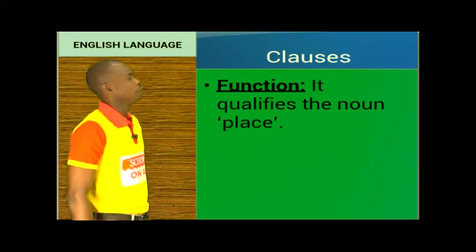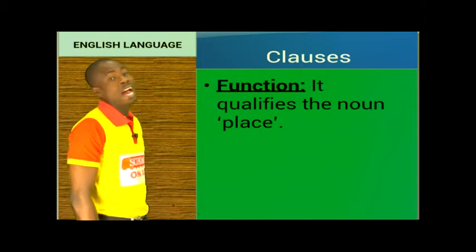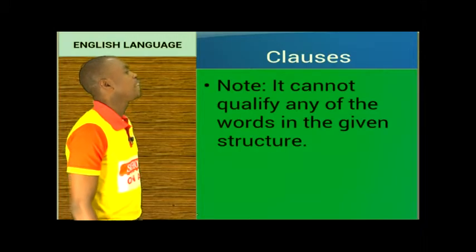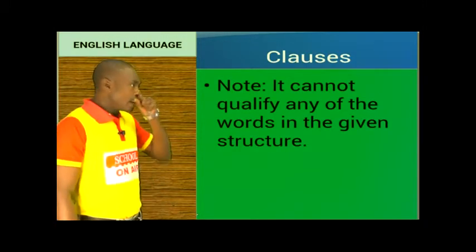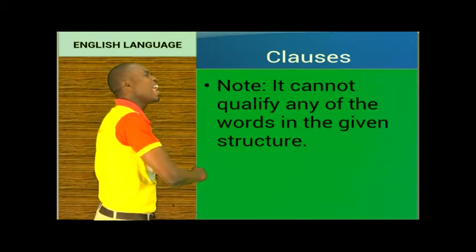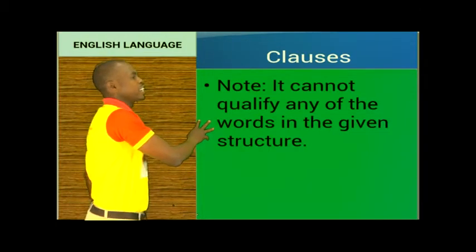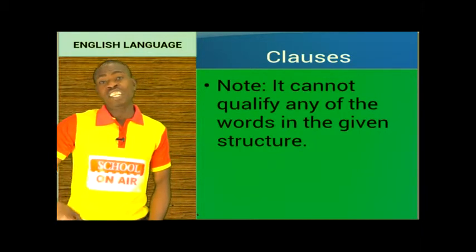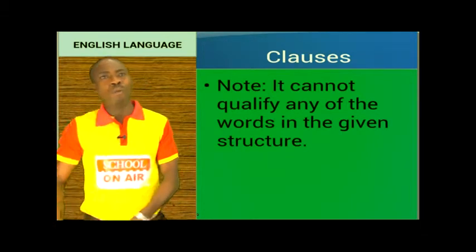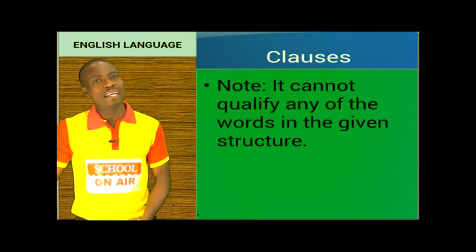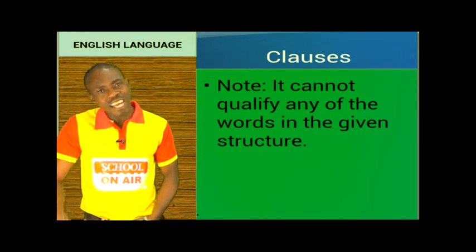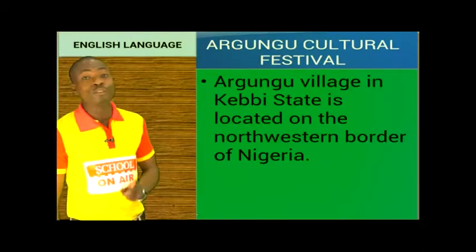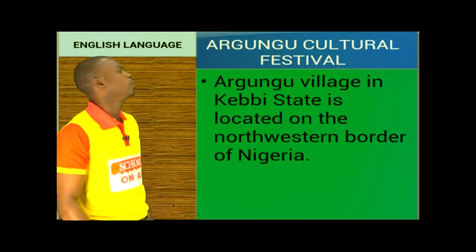And also its function is this. It qualifies the noun place, because that is what it describes in the sentence. It qualifies the noun place. Let us note this. It cannot qualify any of the words in the given structure. For example, you cannot say where Barack Obama was born is qualifying was born, or is qualifying Barack Obama, any word in itself in that same given structure. No, it will have nothing to do with that word. Don't let us forget that. It is very important.